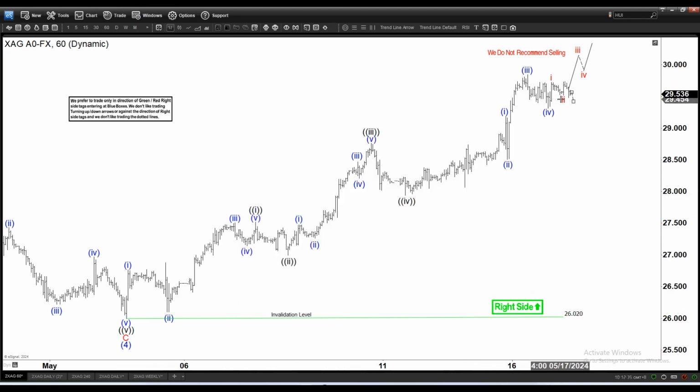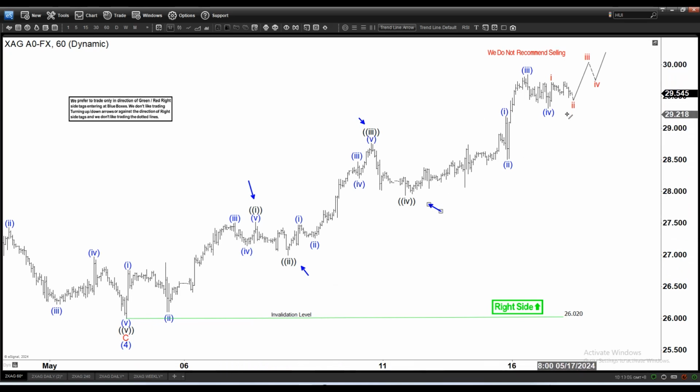Here is the 60 minutes time frame. What we are looking at here is silver that is looking to extend higher a little bit more to complete wave 5. So we get here from this low, we have wave 1 here, 2, 3, 4, and now we are looking to finish with 5 in black, right?